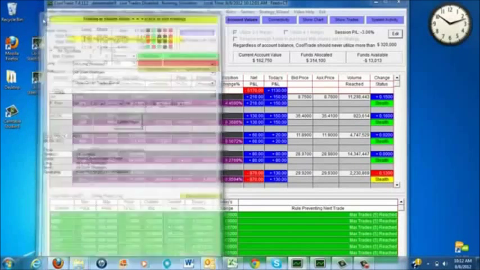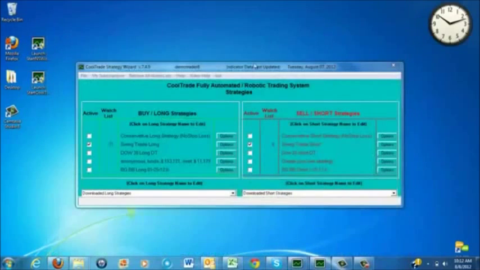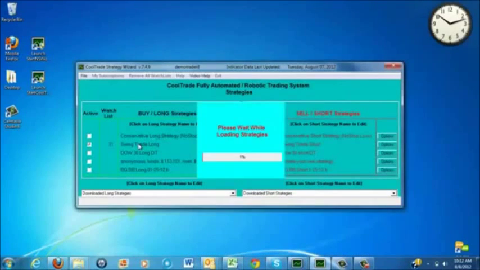So I'm going to go ahead and close that out, and I'm going to quickly show you the strategy wizard so you can take a look at this particular strategy. It's loading up. It's called the swing trade long strategy, and then we also have the swing trade short strategy. So it's carrying out a long and a short strategy simultaneously. And this particular strategy is looking for stocks that are in long-term uptrends or long-term downtrends.